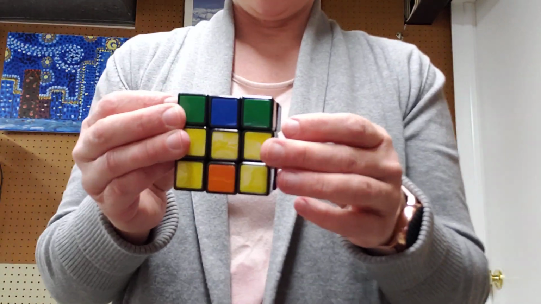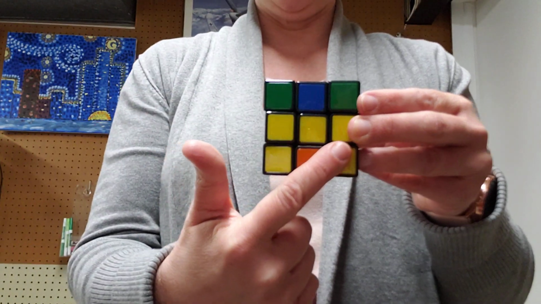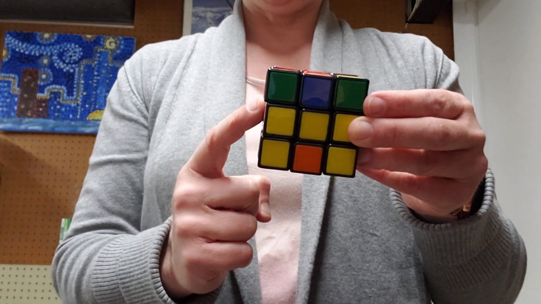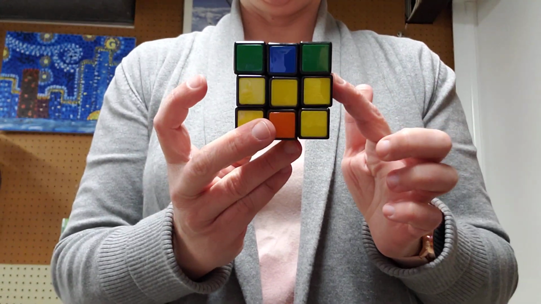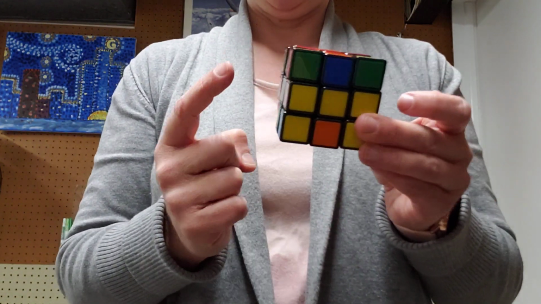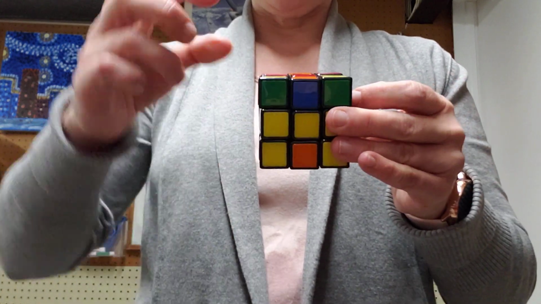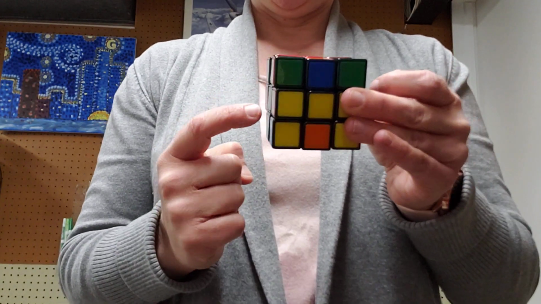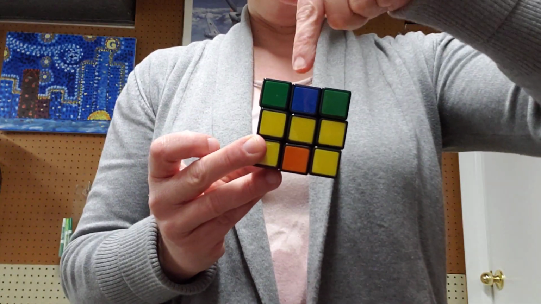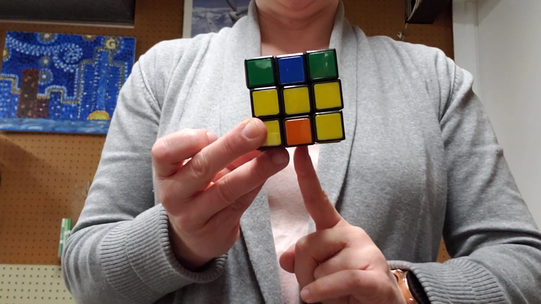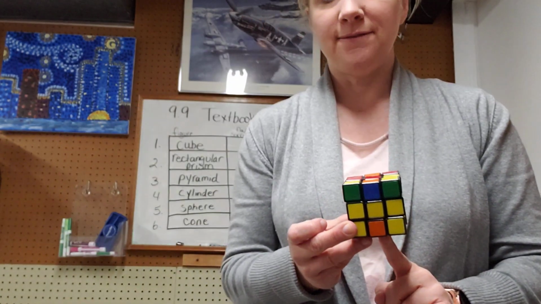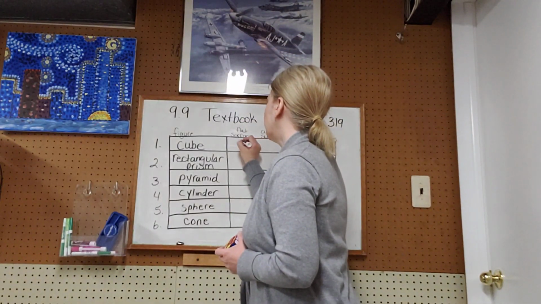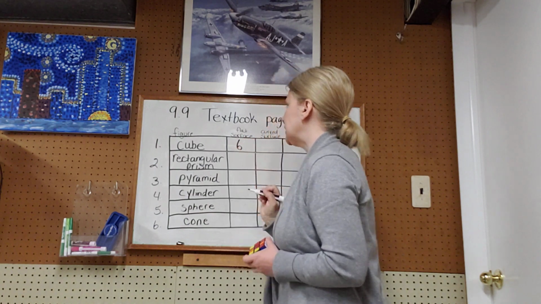Okay, so there is a front and a back. That's 2. 2 sides. So that's 1, 2, 3, 4. And then a top and a bottom. So that's 1, 2, 3, 4, 5, 6. A cube has 6 flat surfaces. A front, a back, 2 sides, and a top and a bottom.